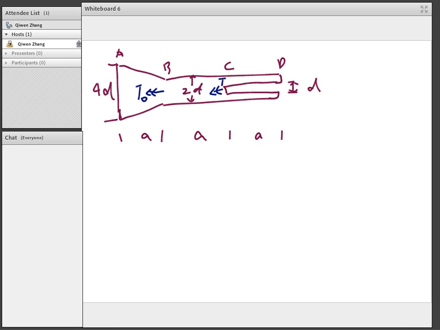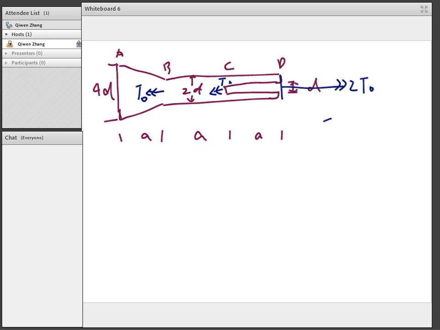at point C, and then a torsion to the right with a value of 2T0. So the problem asks us to find the location and value of the maximum shear stress in the bar and the rotation at points C and D.